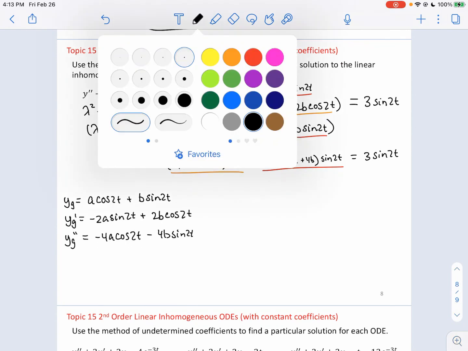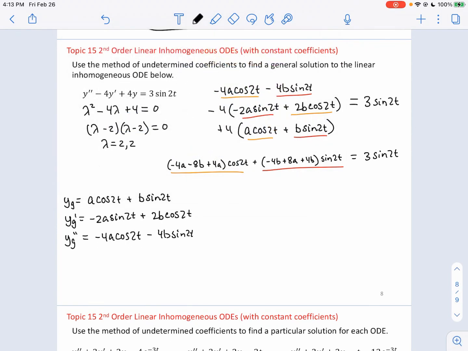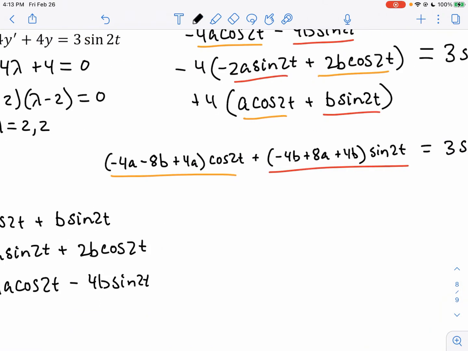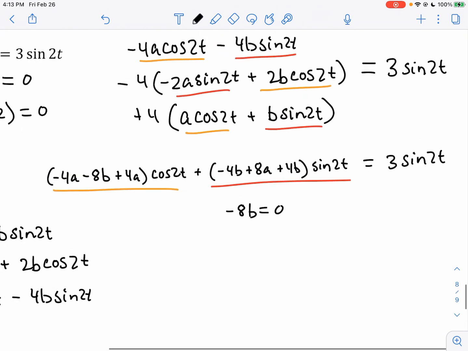Okay, next. Notice that there is no cosine in our forcing function. So this part has to zero out, which means that the coefficient of the cosine has to be 0. The negative 4a and the 4a already cancel, so we just get negative 8b has to be 0. For the coefficient of sine, the coefficient of sine is 3 on the forcing function, so this coefficient has to be 3. Notice the 4b's cancel, so 8a has to be 3. And this gives me b is 0 and a is 3/8.